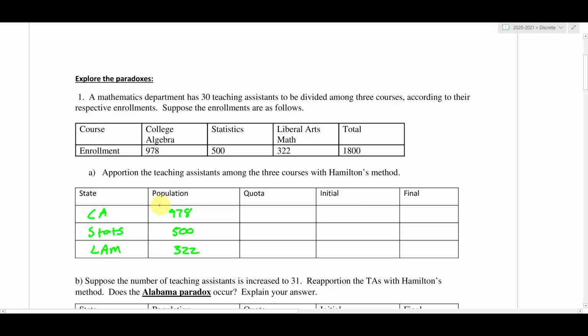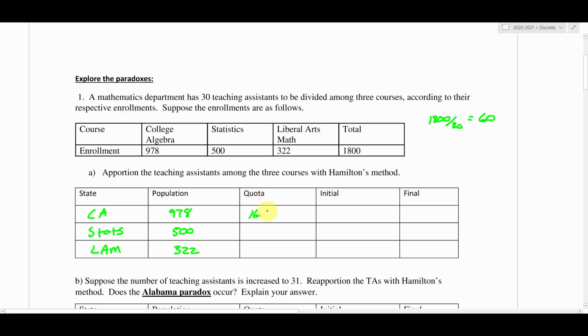All right, so the next thing we need is a divisor. So I'm going to add up my total population here, right? So 978 plus 500 plus 322, and you should get a grand total of 1,800 students. And it looks like we're going to hire 30 teaching assistants. So we take 1,800 divided by 30, and we should get a divisor of 60. Okay. So to get my quotas, I'm going to divide each of these by 60, and we should get these numbers.